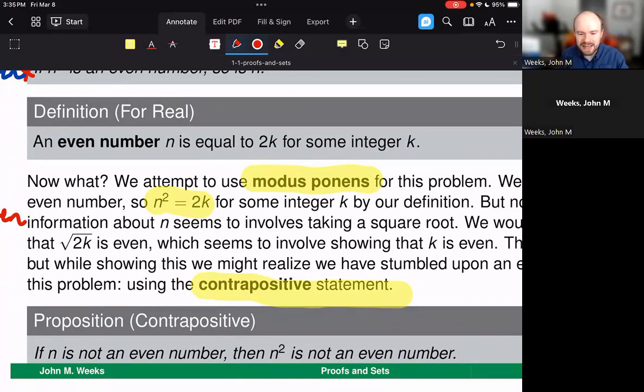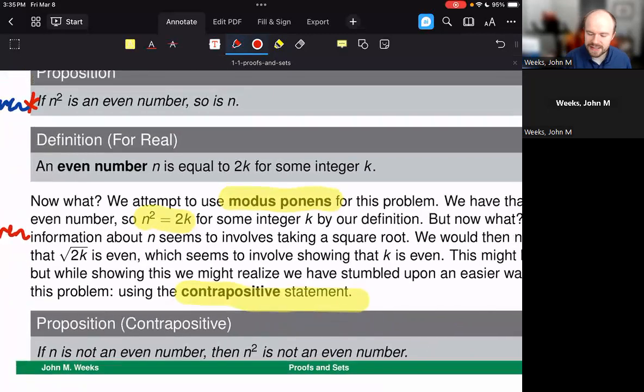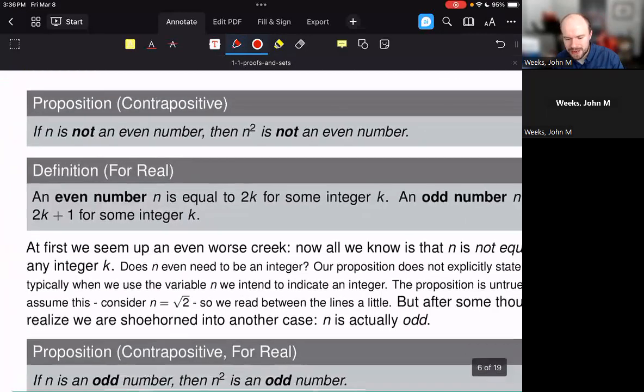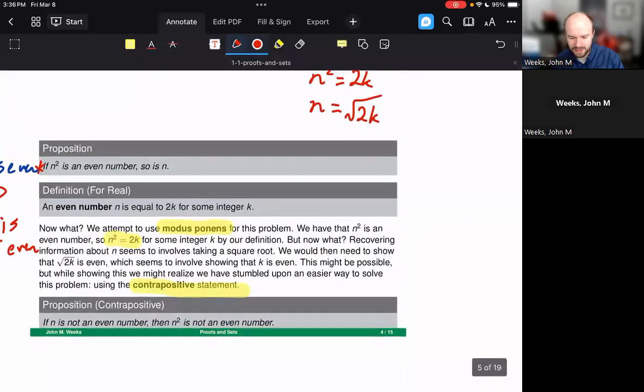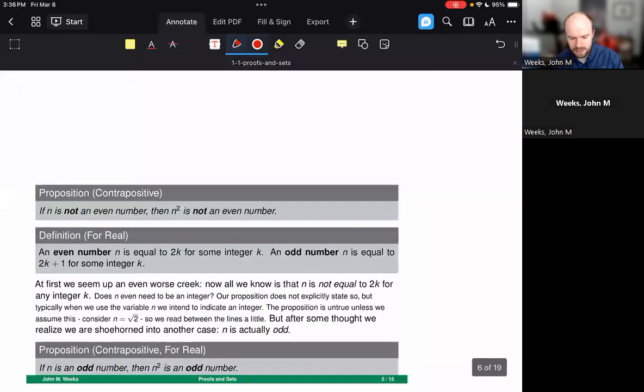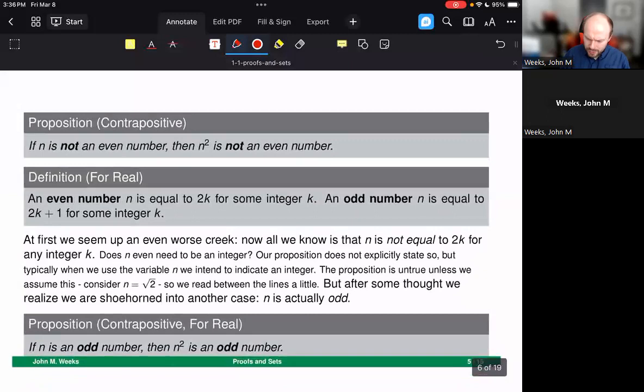If n is not an even number, then n squared is not an even number. That's negating each of the two parts of this statement and also flipping their order in the implication. But now we seem to be up an even worse creek, which is this. If now we show that n is not an even number, well, then n squared is not an even number. It seems like all we know now is that n is not equal to 2k for any integer k.